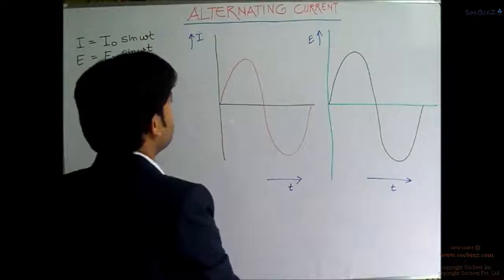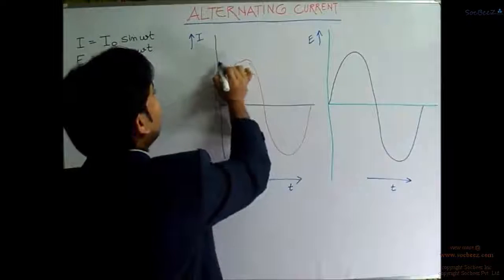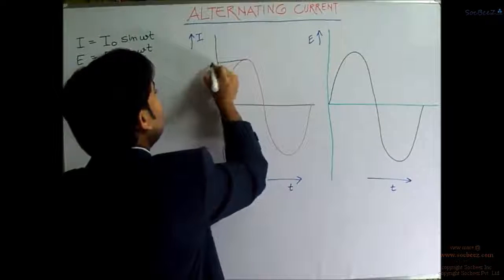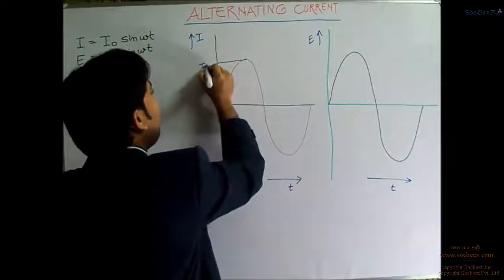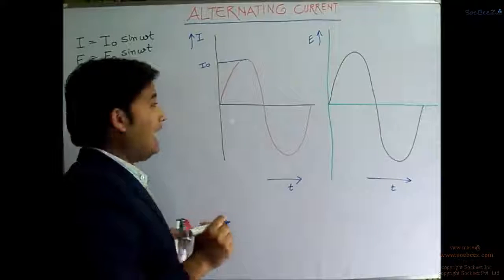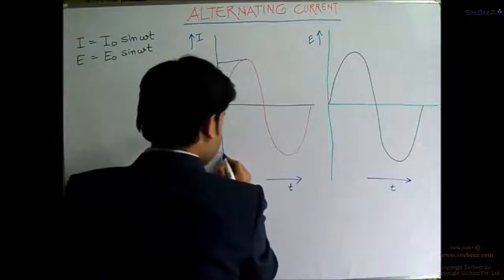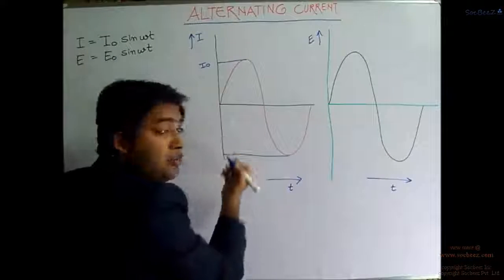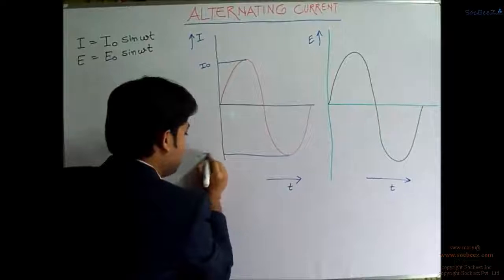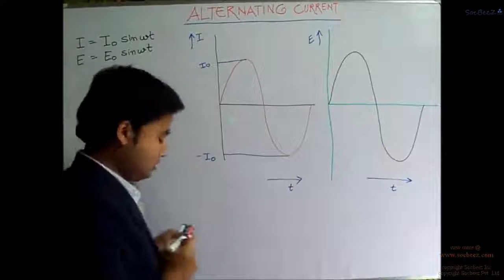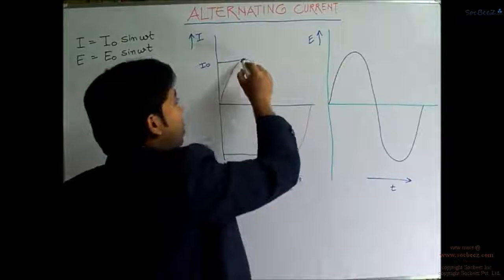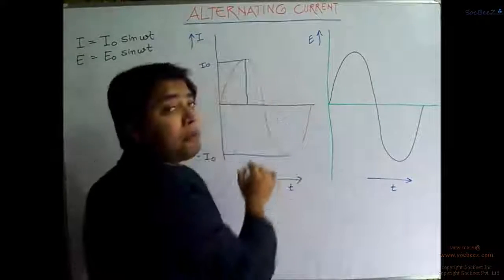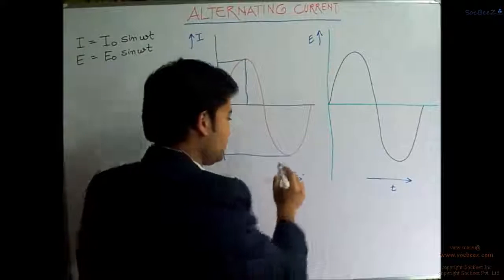So this particular value will be I naught, right? And this particular value will again be I naught, but on the reverse side, so we will take it as minus I naught, right? And this will occur for which time? At what time? For the time drawn on this time axis.